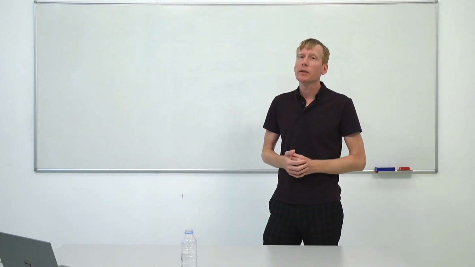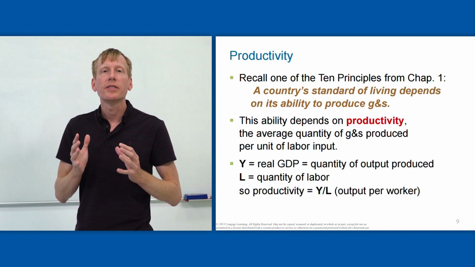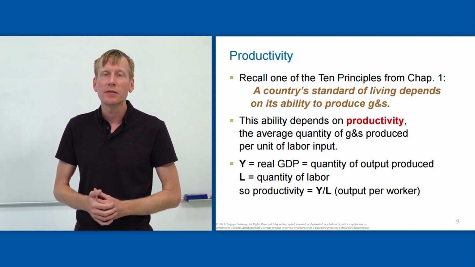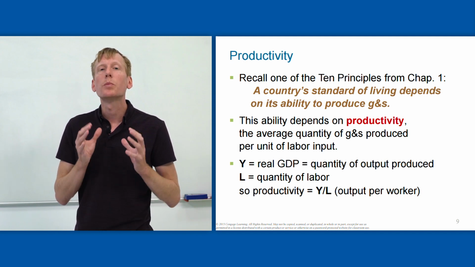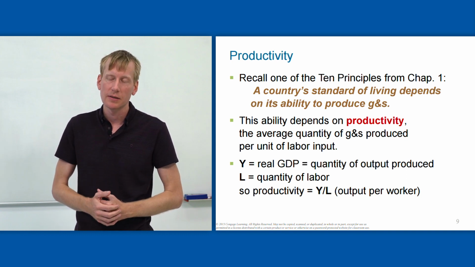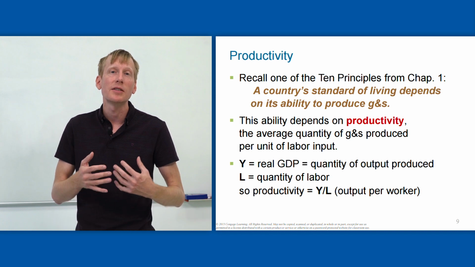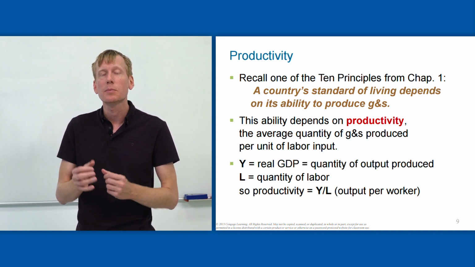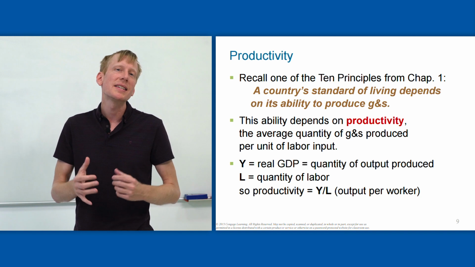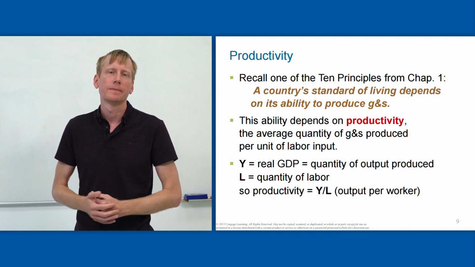Now, as we mentioned, as one of those key principles of economics back in the first lecture, we said most economists agree that the fundamental determinant of standard of living for a country is productivity, its ability to produce goods and services. So if the ability to produce depends on productivity, and standard of living depends on this productivity, what is this productivity, and how can we improve it?